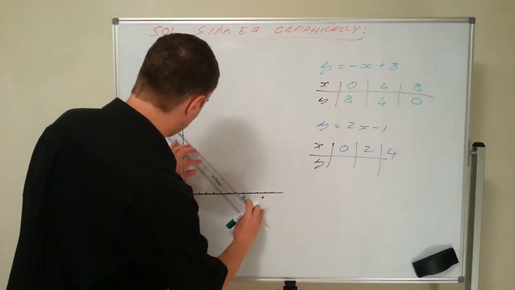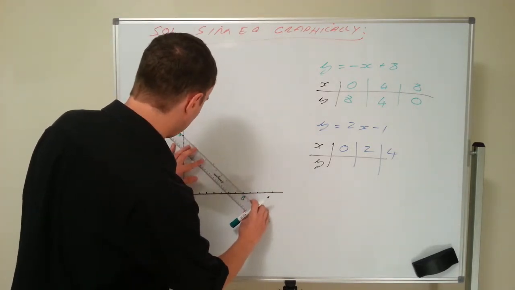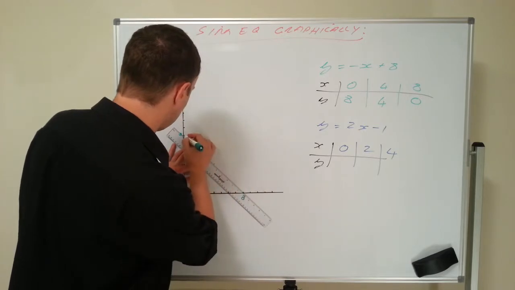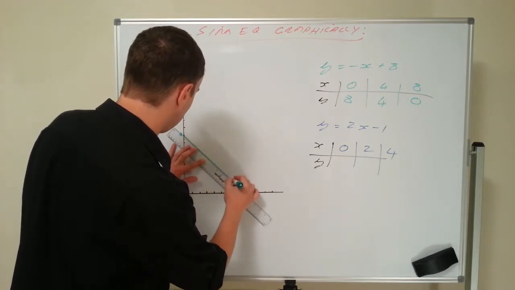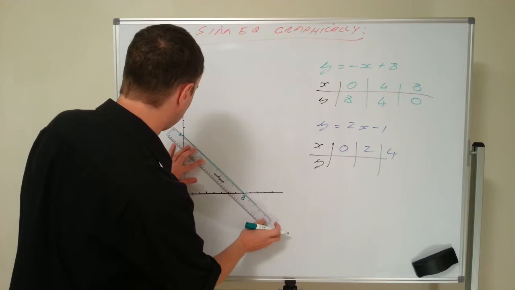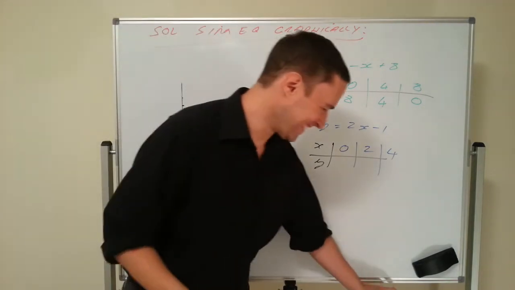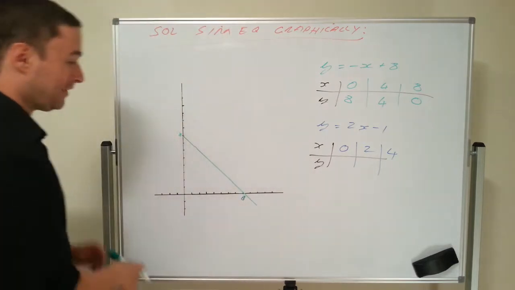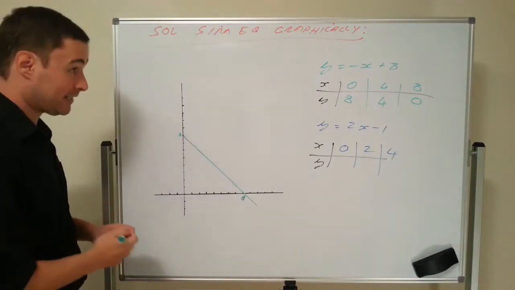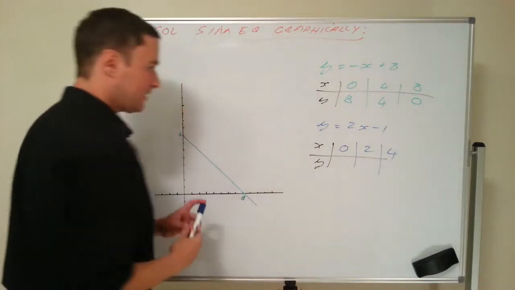Now, this is why you need 3 points, because if you put your ruler down and join these, they need to join in a straight line. So they need to join in a straight line. 3 points join in a straight line. Fantastic, so that's the first one. Let's plot the second one.